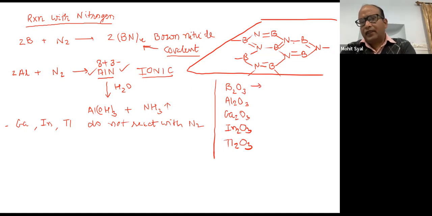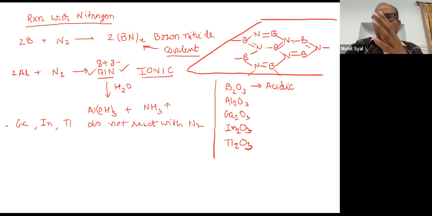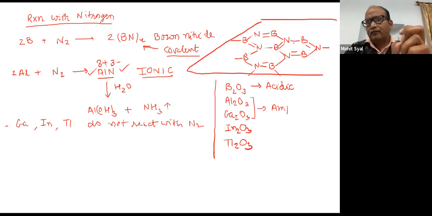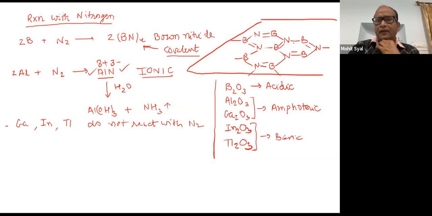This is acidic in nature because it is a non-metallic oxide, so it is going to be acidic. And aluminium and gallium oxides are amphoteric. What do you mean by amphoteric? Yeah, Fatima, tell me. Acidic means it can react with base. Amphoteric oxides are those oxides which can react with both acids as well as bases.